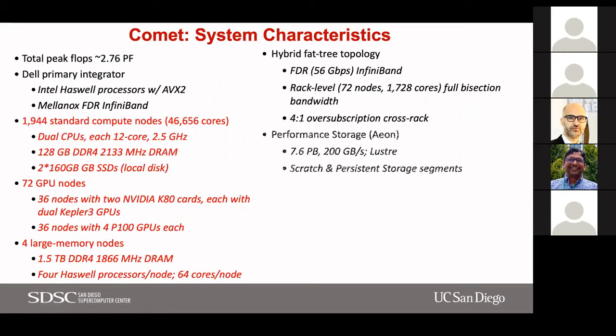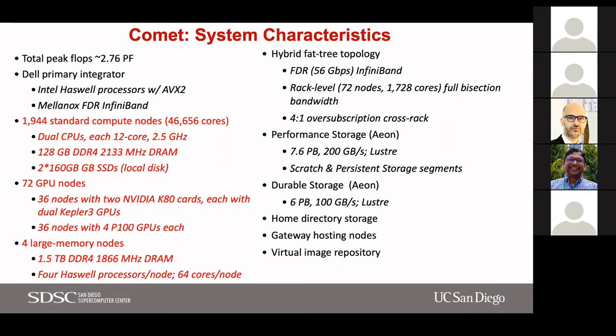So Comet itself, this is kind of the baseline for all our performance comparisons. So that's the reason I'm showing you what we had. So it's 1944 standard compute nodes, with 128 gigs of RAM and 2.1 gigahertz DRAM. And then, so going from here to an Expanse node, we're going to have 128 cores. So it's a huge step up in the number of cores. It also has extra memory channels and faster memory, so it kind of evens out in terms of per core performance.